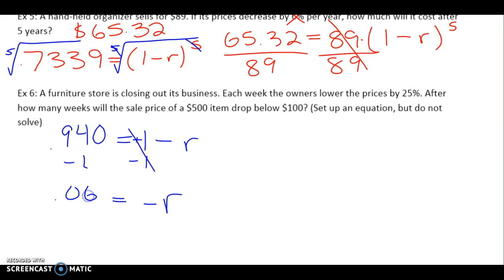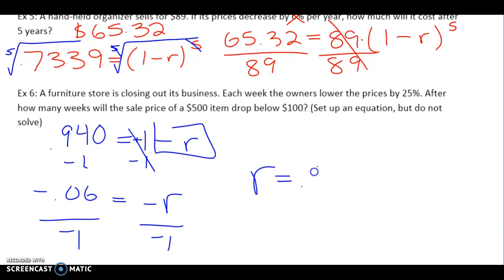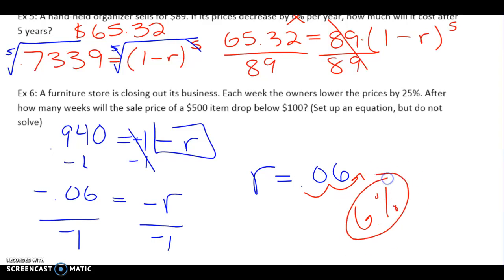But it's still a negative r, so how do I get the r by itself? Obviously we don't have a negative rate. You just divide both sides by -1. That means the rate is 0.06. If I wanted to turn that back into a percent, I would multiply by 100, or move the decimal place 2 spots to the right, which is 6%. So the interest rate was, in fact, 6%.